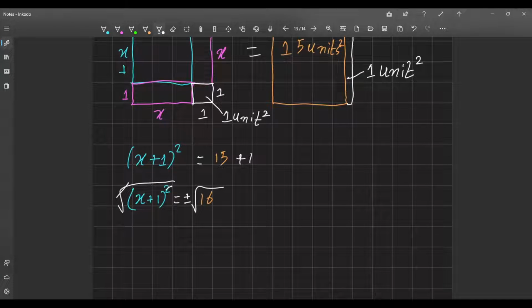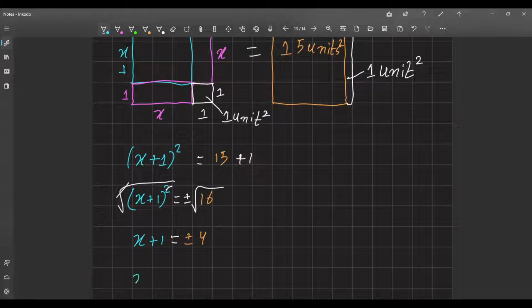More detail on this would be in some other videos where we would be discussing square roots and squares and how we solve those. Okay, so for the next step, I'll have x plus 1 is equal to plus and minus 4. Now we would solve this first for x for the positive 4 and then for the negative 4 to get the two values of x that would satisfy the equation.